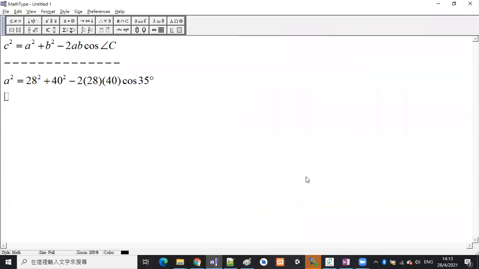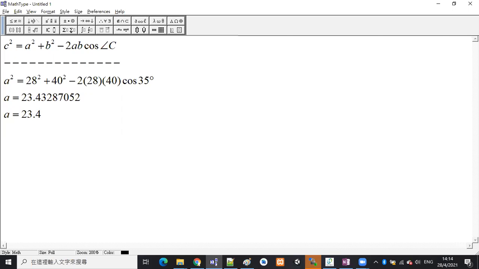Okay, can you get this? And then you just take the square root on the right hand side. Okay, 28 squared plus 40 squared minus 2 times 28 times 40 times cosine 35 degrees. And then square root, it should be 23.43287052. Okay, so if you correct to 3 SF, it should be 23.4.